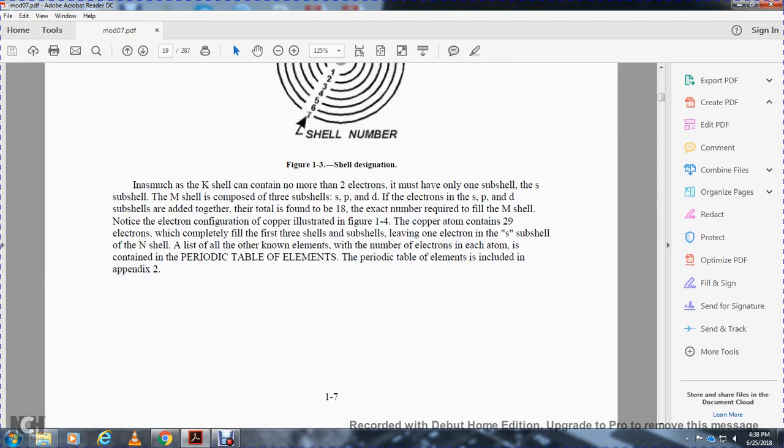Inasmuch as the K shell contains no more than 2 electrons, it must have only one subshell. The M shell is composed of the 3 subshells S, P, and D. When the electrons of the S, P, and D subshells are added together, the total is found to be 18, the number that would fill the M shell.